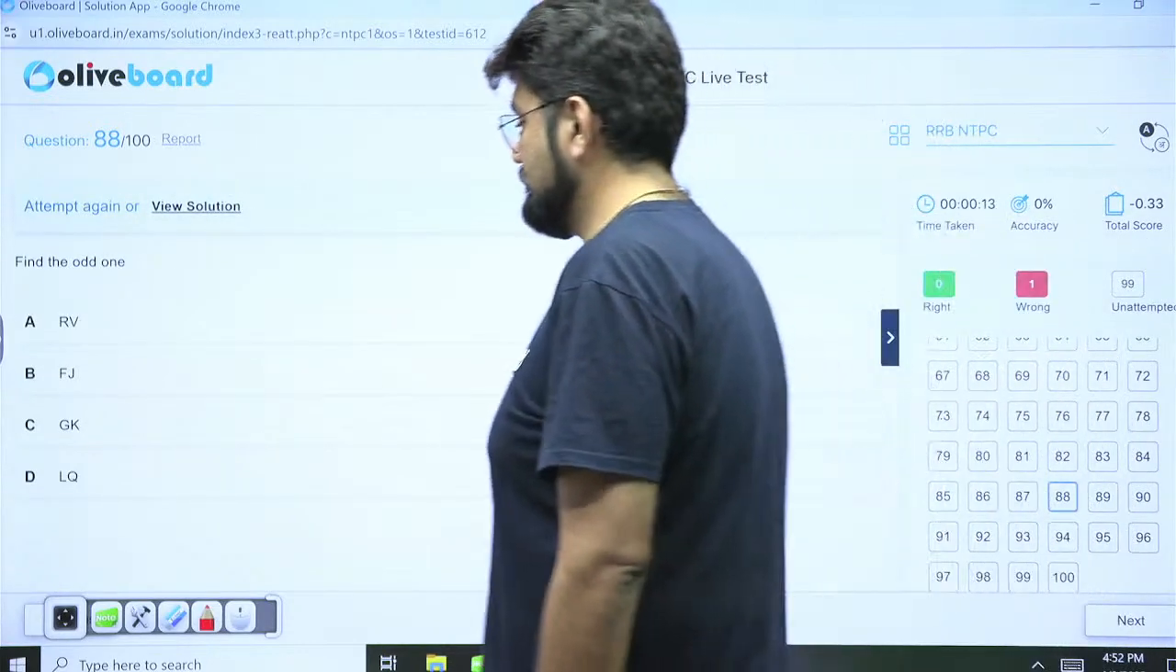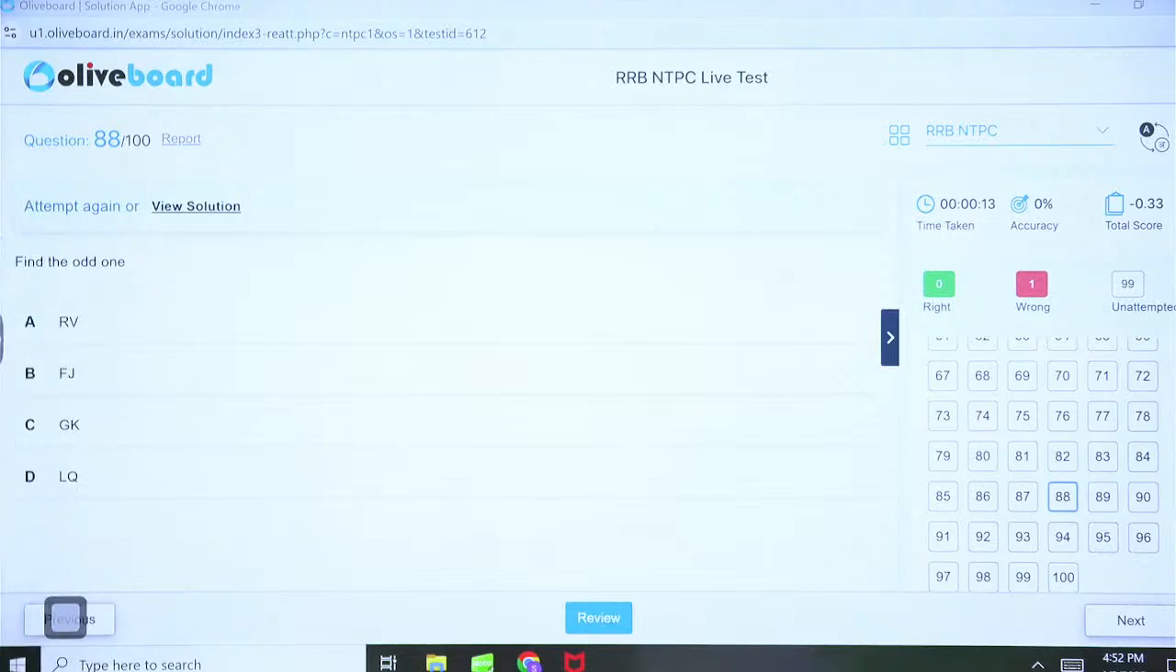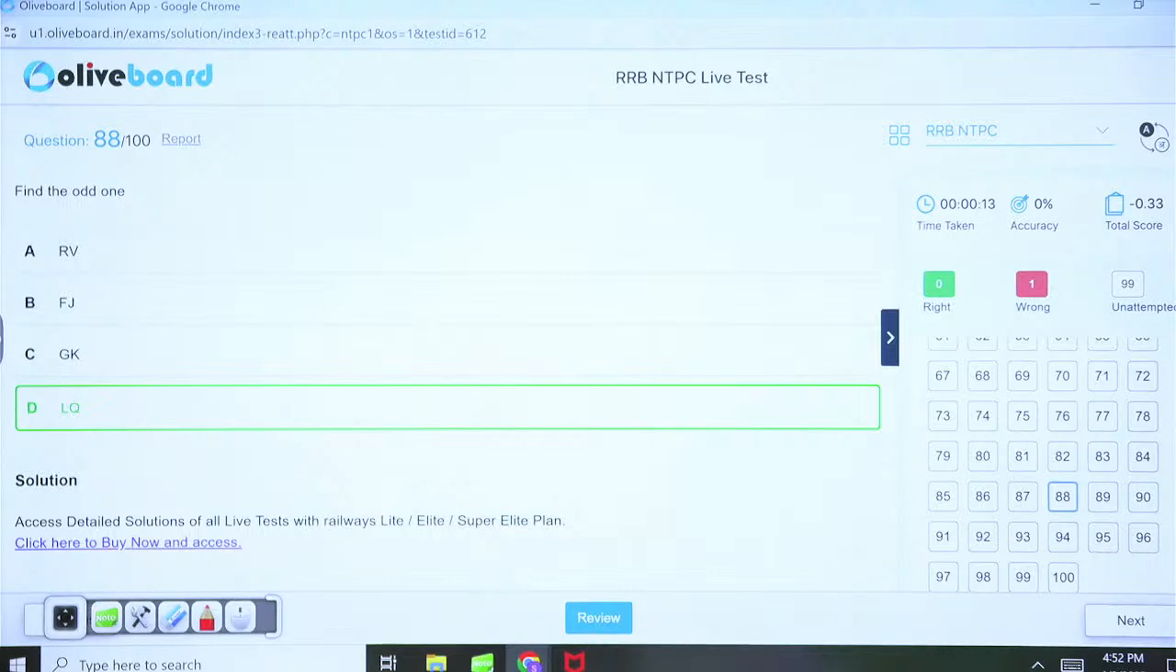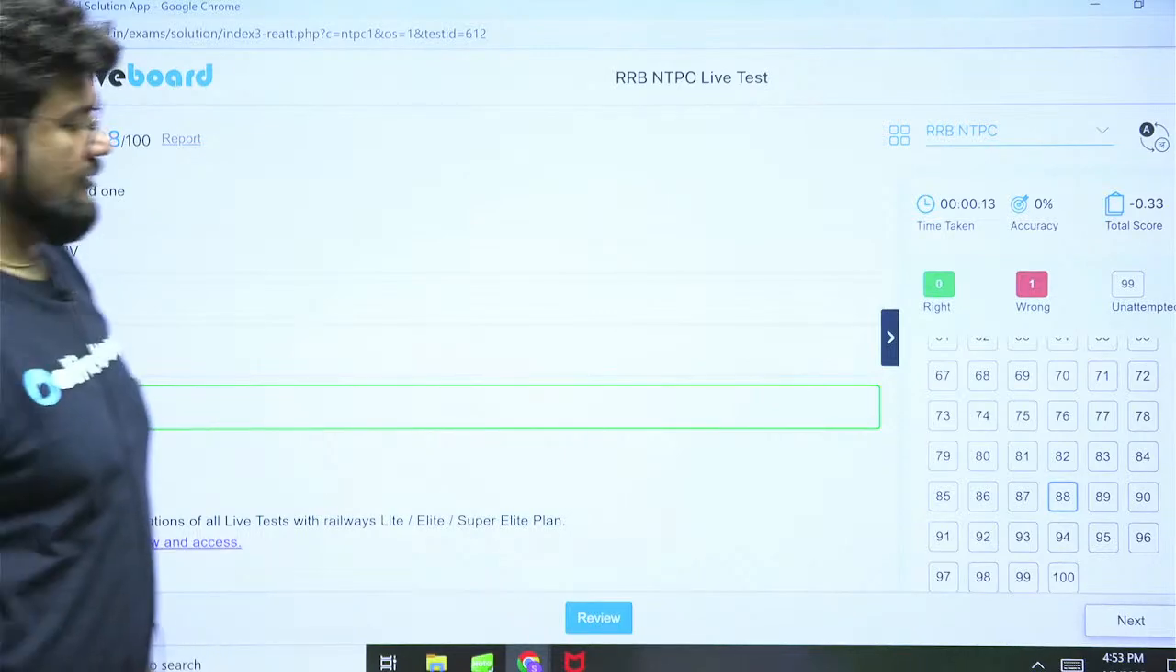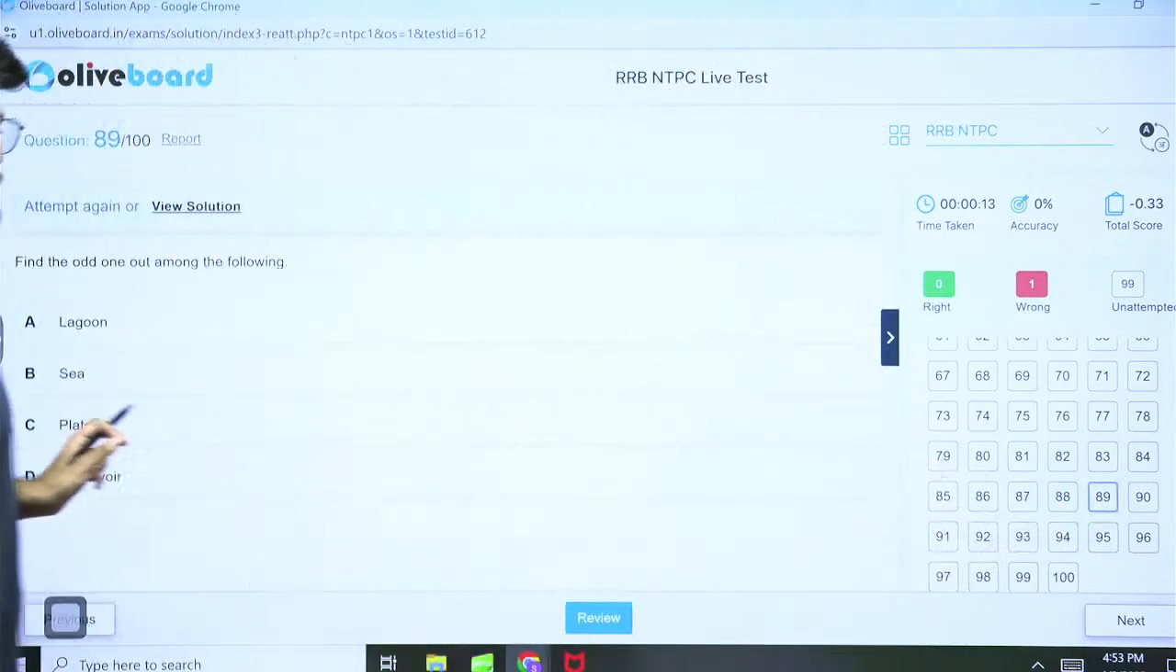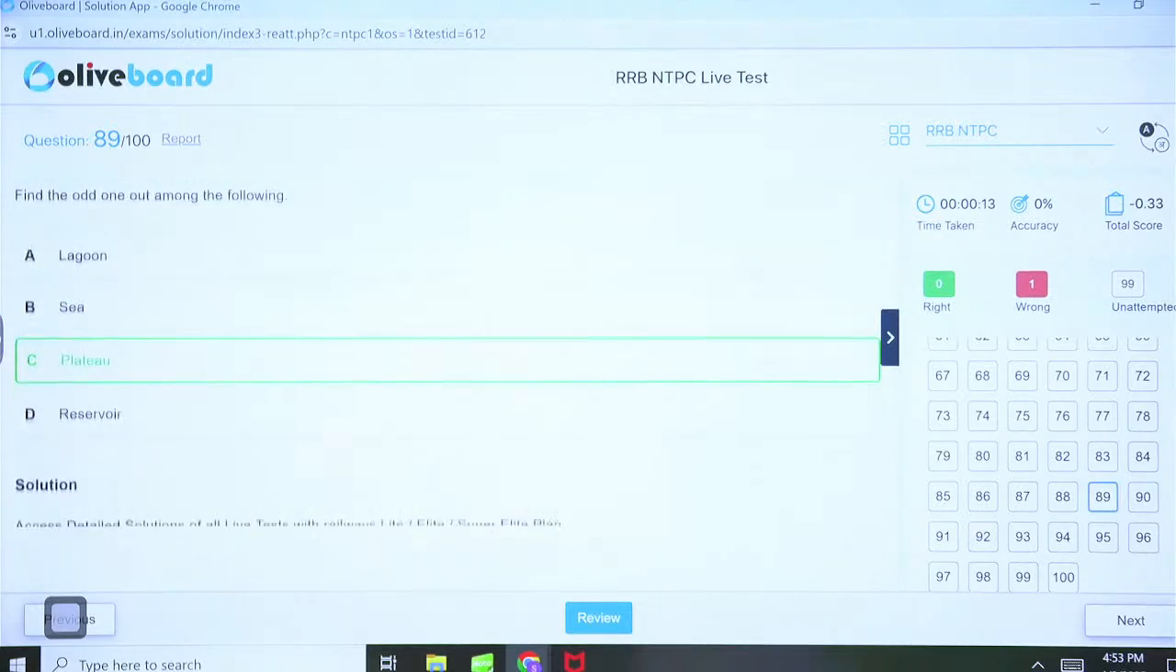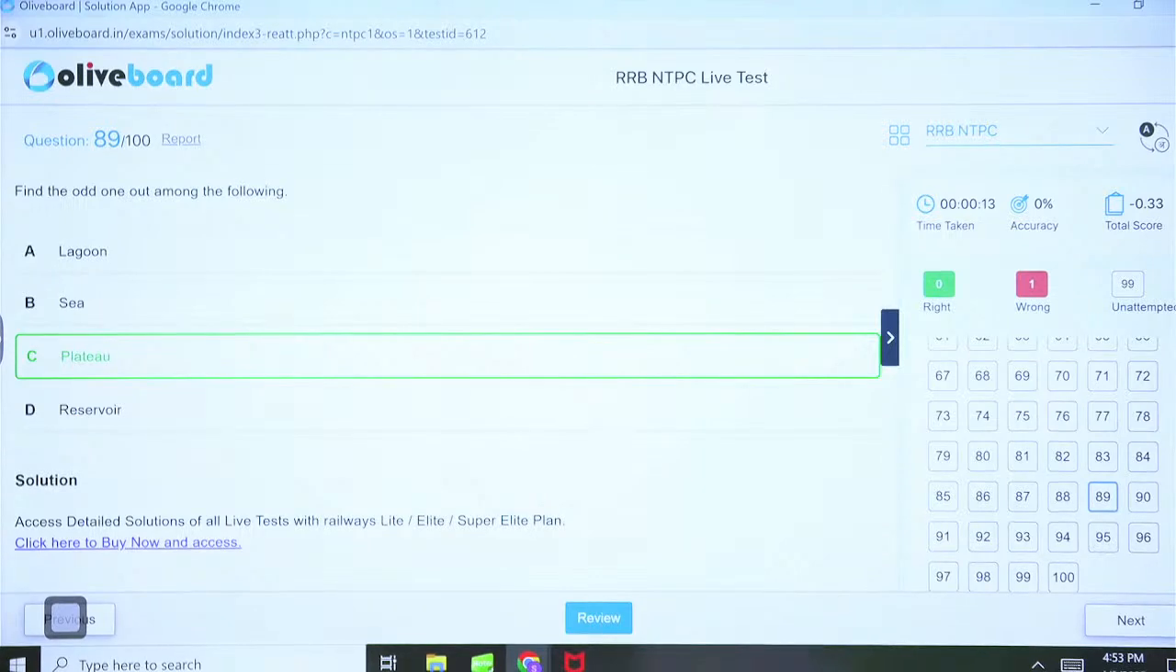Find the odd one. 1822, plus 4, 610 plus 4, 711 plus 4, 1217 plus 5. So option D is the right answer. This one was easy. 89. Find the odd one out among following: lagoon, sea, plateau, reservoir. I think lagoon, sea and reservoir are all water bodies. Plateau is not. So option C is the right answer.